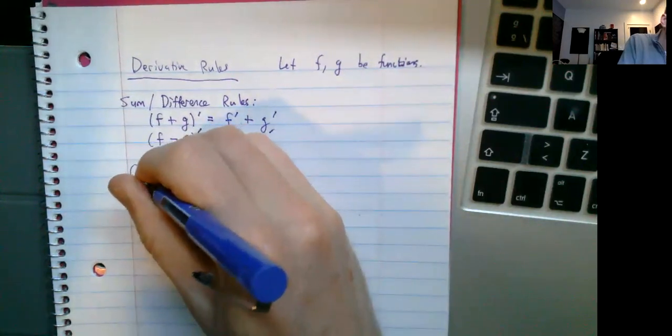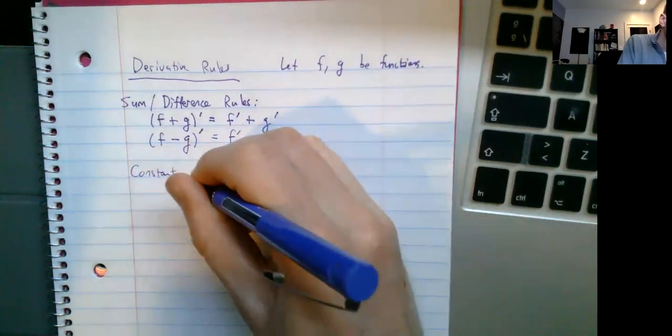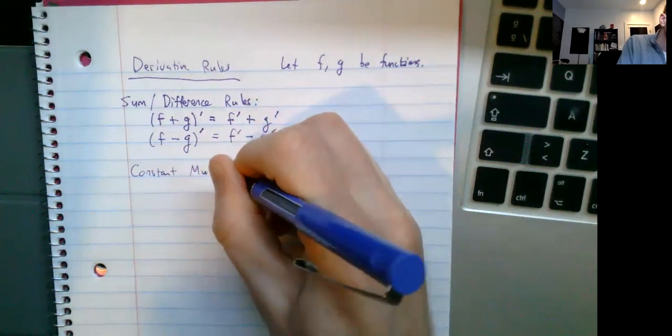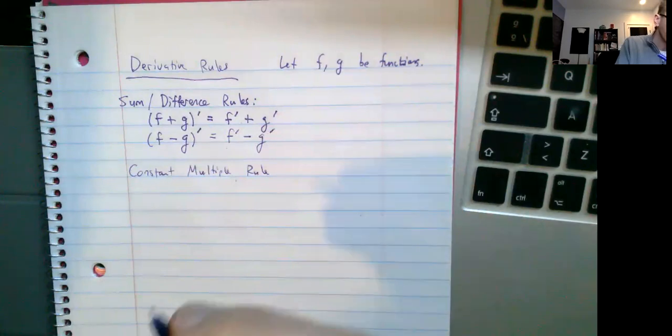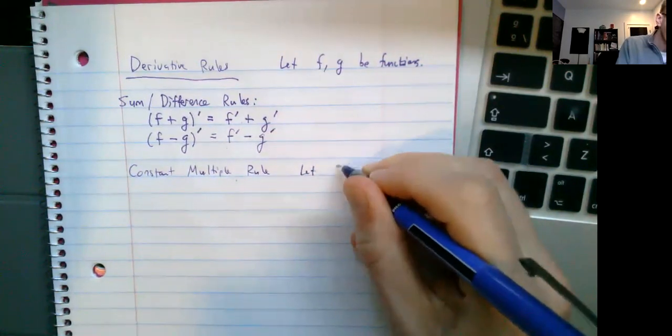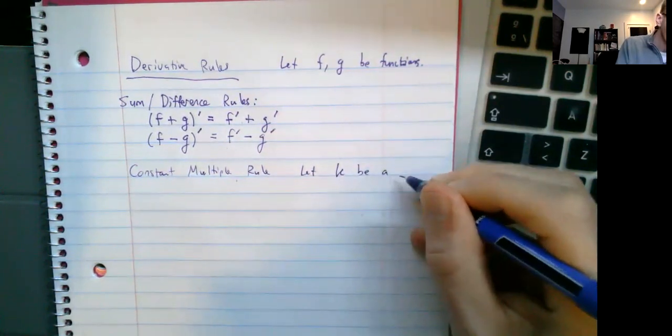There's something called the constant multiple rule. And what I'm going to do is I'm going to let k be a constant.